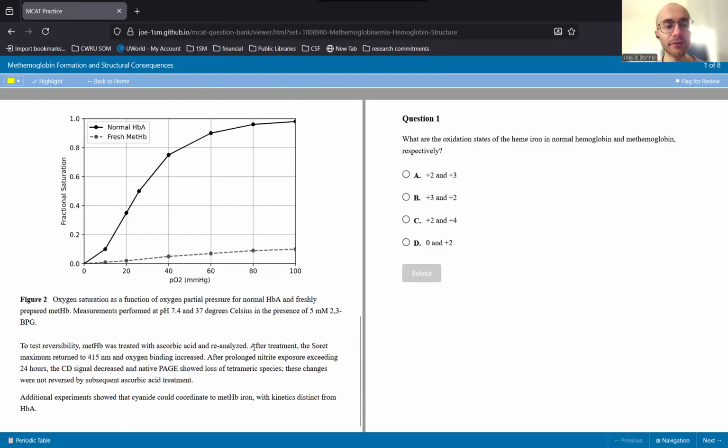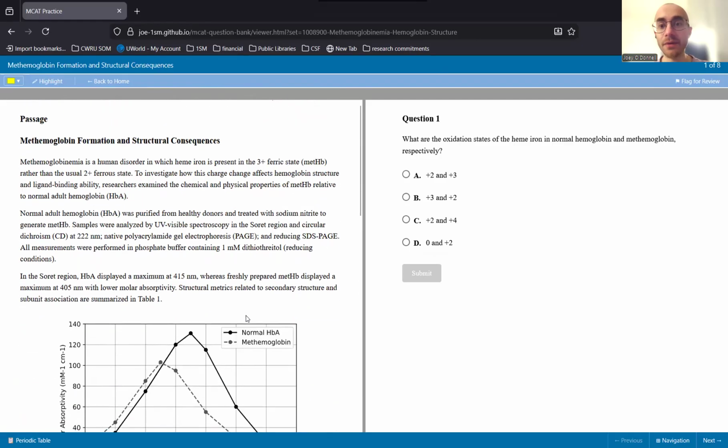And what we see is, after treatment, we seem to get both structural and functional indication of reversibility. But it looks like after prolonged nitrite exposure, we lose that reversibility. And we see loss of tetrameric species, maybe our quaternary structure is blown up in a way that vitamin C can't rescue. Now we get this little detail here, so it could coordinate with the kinetic system from HbA. I'm just going to keep that in mind. There's probably going to be a question about it because it doesn't really tell us anything.